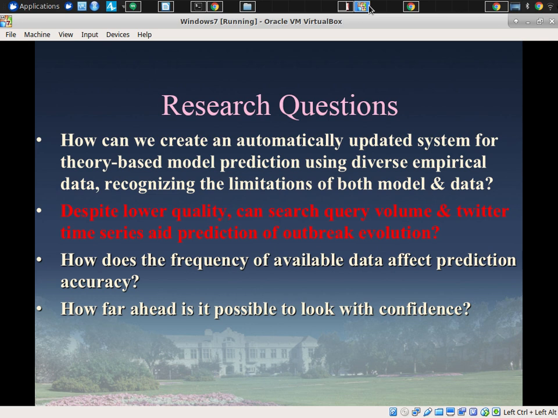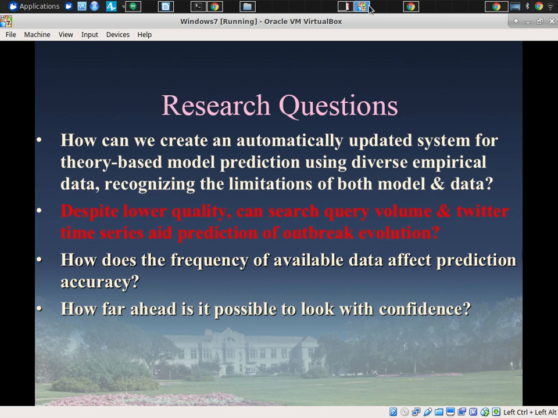But if we further had access to data that related to anxiety or fear, things like people searching online about influenza and its symptoms, et cetera, it relates to concerns about influenza. And we were to supplement really high quality, say clinical or lab confirmed case data with search query volume data or Twitter volume data, could it aid prediction of outbreak evolution?